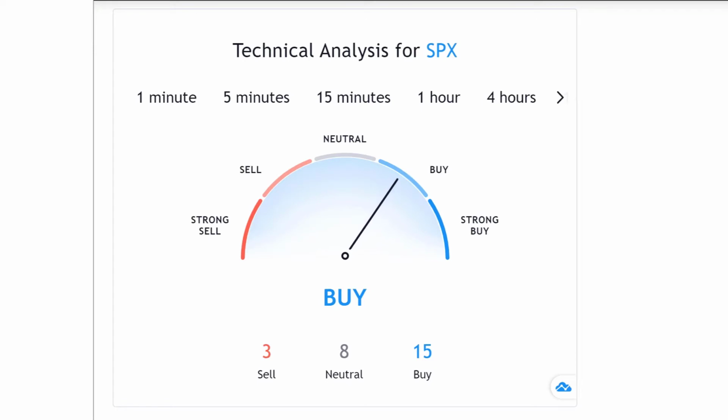So to interpret this gauge, let's take a look. So on this gauge, strong sell equals extreme fear. Sell equals fear. Neutral equals balanced. The technical indicators, which essentially interpret supply and demand in the price and volume action of a stock or an index, is essentially neutral. Buy indicates greed, and strong buy indicates extreme greed. So you can see the S&P 500 is a buy. So there's an element of greed in the market.